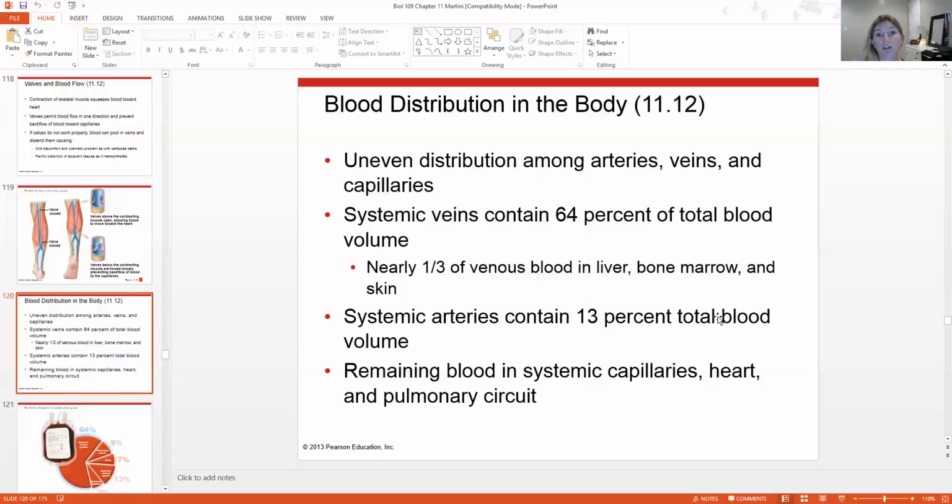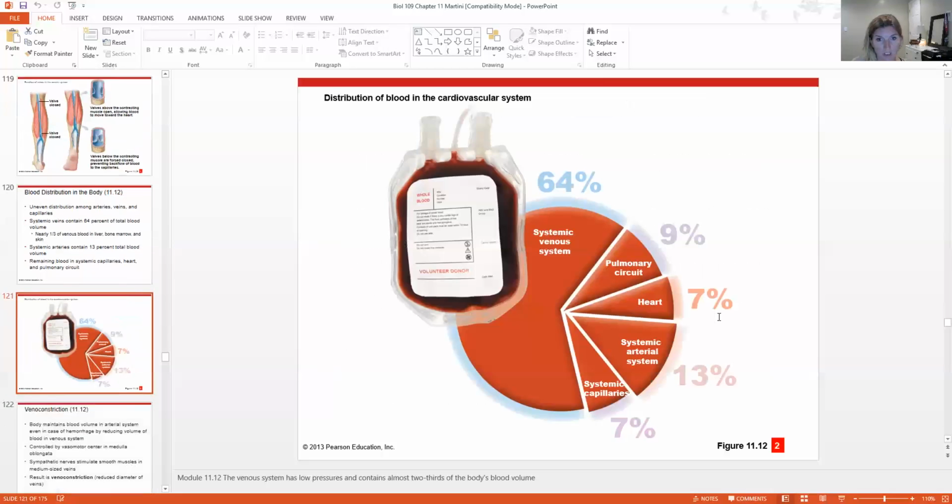Systemic arteries have a very small portion of the blood. Veins have the majority of the blood. The remaining capillaries, heart, and pulmonary circuit have the rest of the blood supply, a much smaller percentage. Here you see the overall distribution.